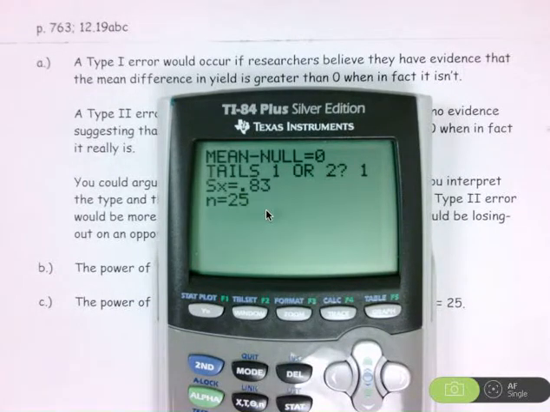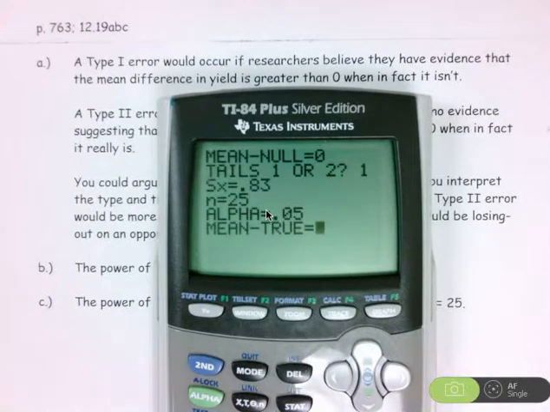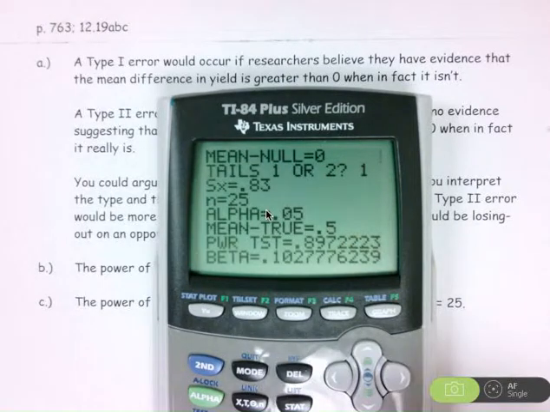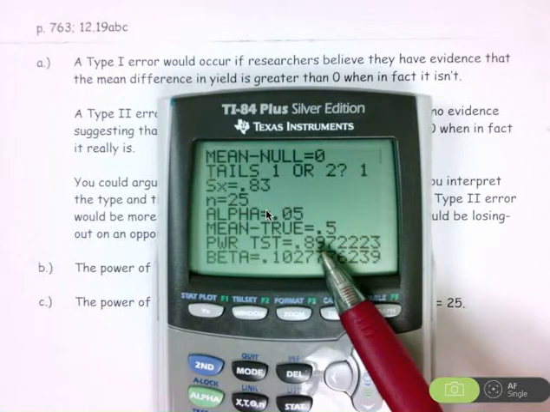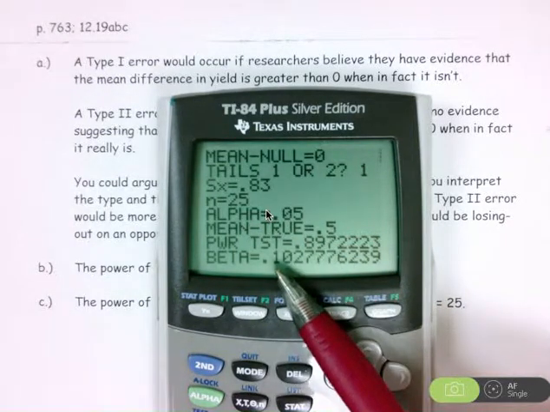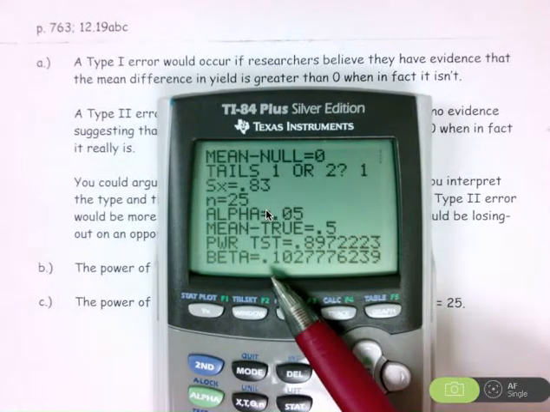I've increased my sample size to 25, so my power should rise as long as I'm leaving alpha the same. So I'm leaving the likelihood of a type 1 error as 0.05. Again, I want to be able to detect a true mean difference of 0.5. And there you go. The power of the test is approximately 0.90. So I have increased the power to 0.90, which also decreases the likelihood of a type 2 error all the way down to about 10%.